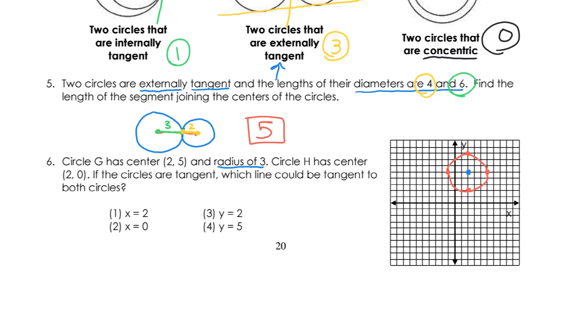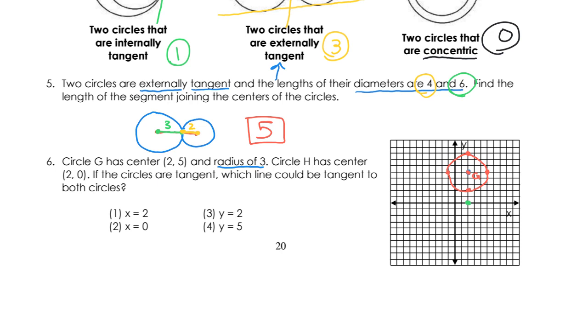Okay, and this is circle G. Actually, I should have put, when they call a circle G, technically that center point is known as G. Okay. And then it says circle H has a center at (2, 0). So (2, 0) would be here. And it says if the circles are tangent, meaning that the circles are touching, which line could be tangent to both circles?